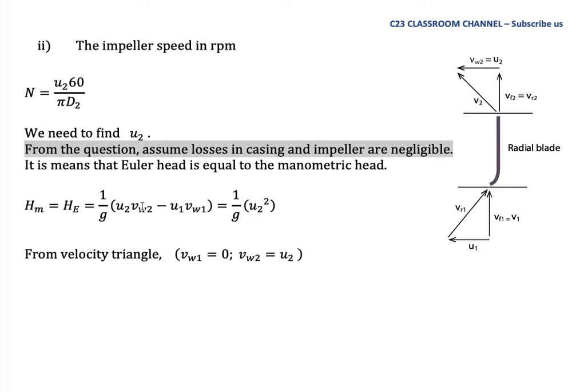And then according to the velocity triangle at the outlet here, we could say that whirl 2 is actually equal to U2. So we now have U2 and U2, so it will become U2 squared here. So we could simplify that the manometric head or Euler head is equal to 1 over g times U2 squared.